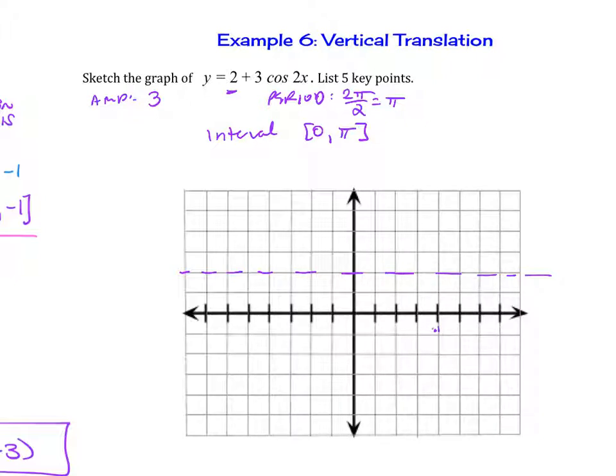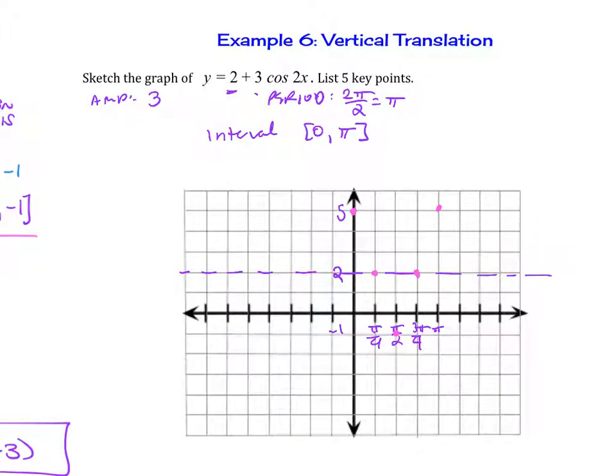So I start at labeling it. So pi, pi over 2, pi over 4, 3 pi over 4. The midline starts at 2. We know our amplitude is 3, so we're going to go up 3 from 2, so that's going to be 5, and then down 3 from 2, which is negative 1. We're graphing a cosine, and it's positive, so we start at the maximum here. Then we go down at pi over 4 to the midline, and then all the way down to negative 1 at pi over 2. Then we're at 3 pi over 4, we're at 2, and at pi, we're at 5.